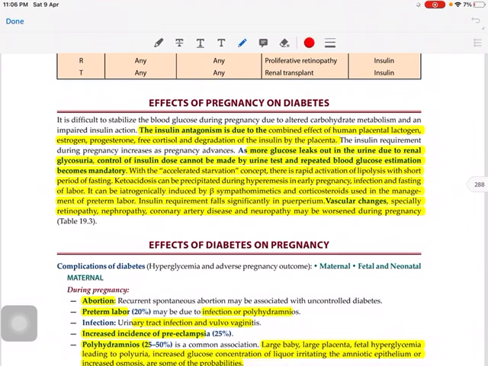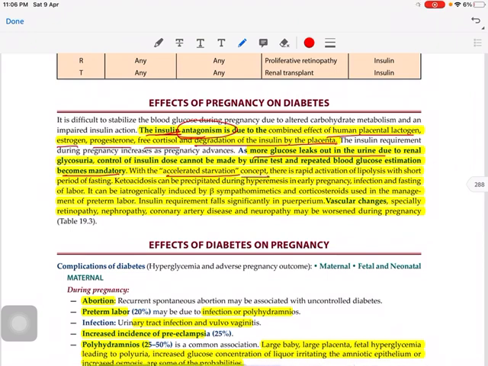Whenever there is a pregnancy, we have human placental lactogen, estrogen, progesterone, free cortisol, and there is degradation of insulin by the placenta. So this all antagonizes the insulin, and the glucose leaks out into the urine. So we have glycosuria. It is not used to estimate the level of glucose because it is unreliable.